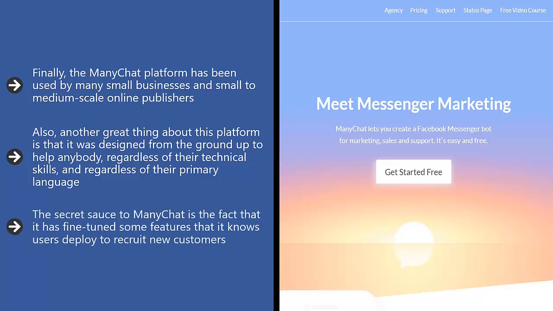The secret sauce to ManyChat is the fact that it has fine-tuned some features that it knows users deploy to recruit new customers. It gives you a wide range of tools so you can attract visitors to your Facebook Messenger, and it gives you tools to possibly convert that person into a buyer.